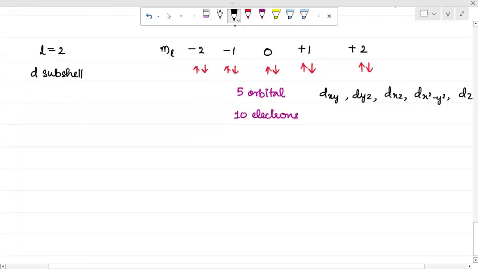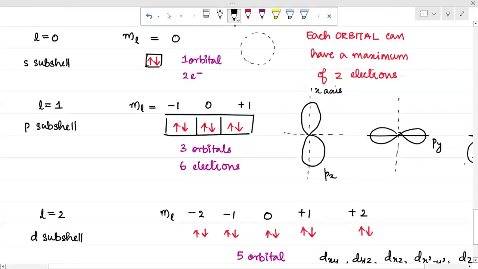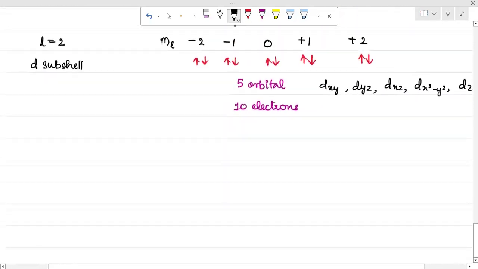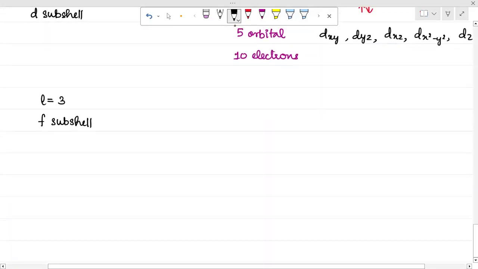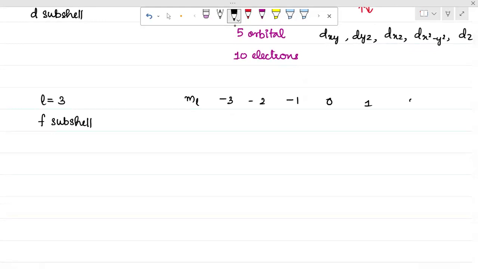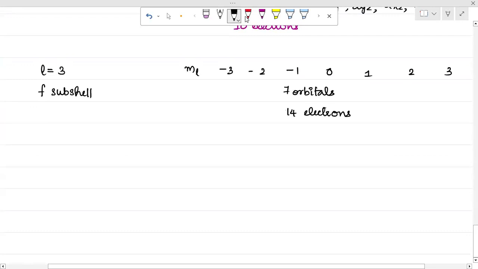Okay. So for any value of L, you can find the ML values like this. Now you can try it as homework. If you put L is equal to 3, which is F subshell. No need for homework, let's do it. So the value of ML is -3, -2, -1, 0, 1, 2, 3. 7 orbitals, 7 orientations, and 14 electrons. Maximum 14 electrons. Correct.